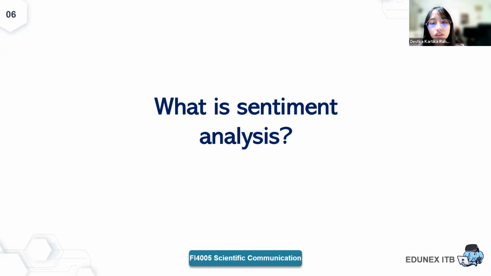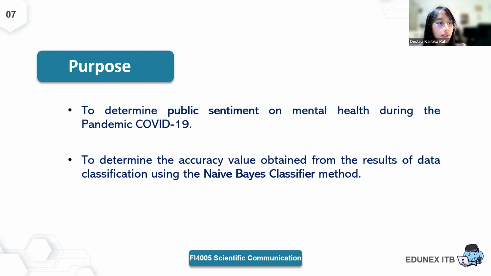One of the most widely used methods for classifying this kind of thing is the naive-Bayes method. But I think I'll explain the naive-Bayes algorithm in the next presentation. So in this study, sentiment analysis was carried out to see what Twitter users' opinions about mental health are, using the naive-Bayes method. That's all from me.